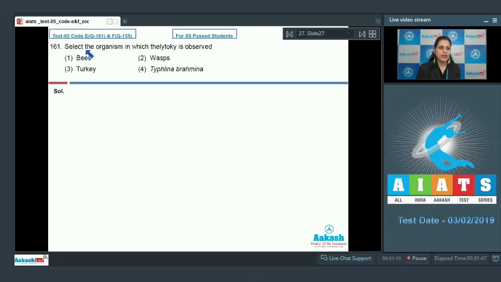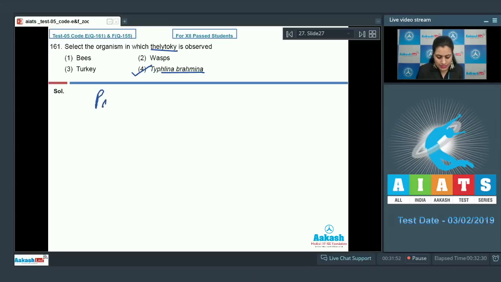Question number 161. Select the organism in which thelitoky is observed, and the options are bees, wasps, turkey and Typhilina brahmina. And the correct answer to this question is option number 4, Typhilina brahmina, because this organism exhibits thelitoky.